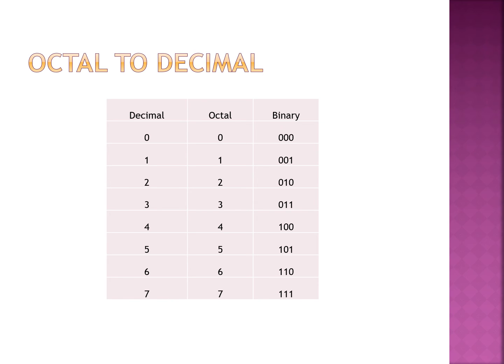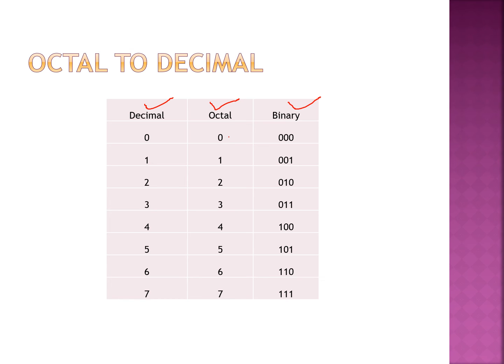Now this slide will show you how to convert octal to decimal. If you have an octal number and you want to convert it into a decimal number, then this table will help you. Here this is the decimal number, this is the octal number, and this is the binary equivalent. As you know, in decimal we use numbers from 0 to 9. In octal, because the base is 8, it uses eight digits ranging from 0 to 7.